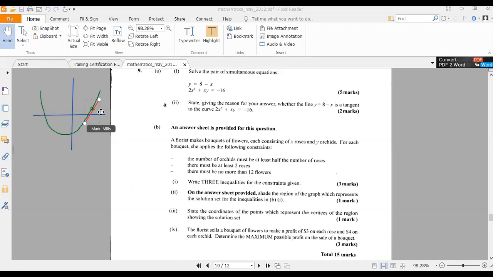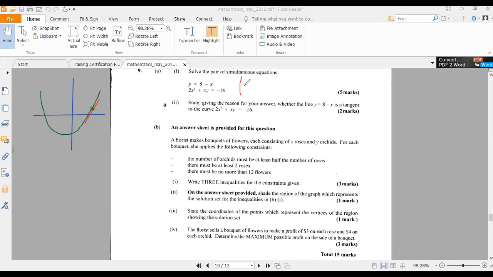How do I know that it's touching one point? Because the solution we got was only one value for x and one value for y. Everybody see that? We got only one solution. Everybody agree with me? When we worked this out, what was the answer we got? What was the answer for the simultaneous equation?